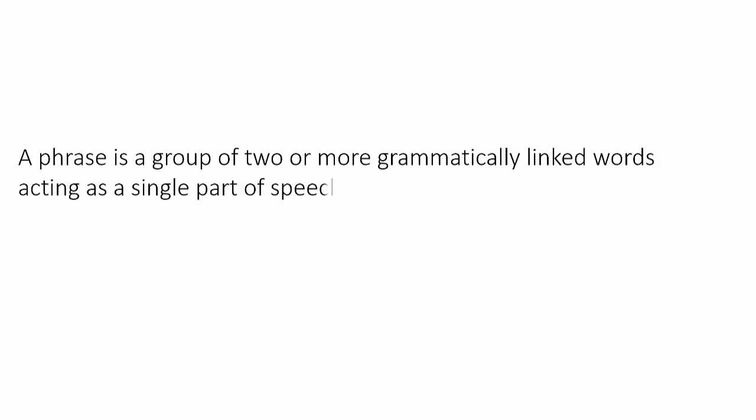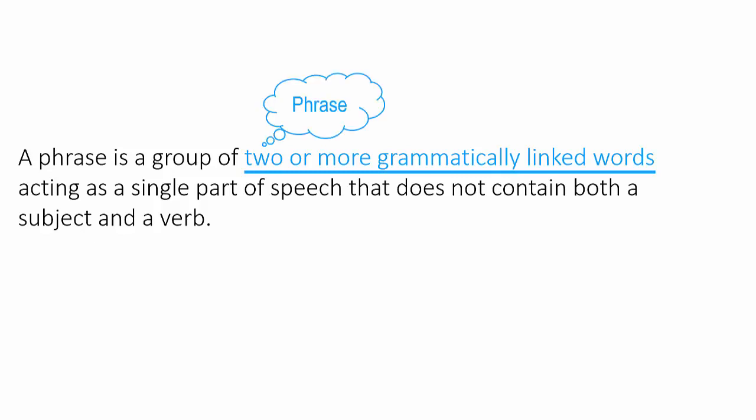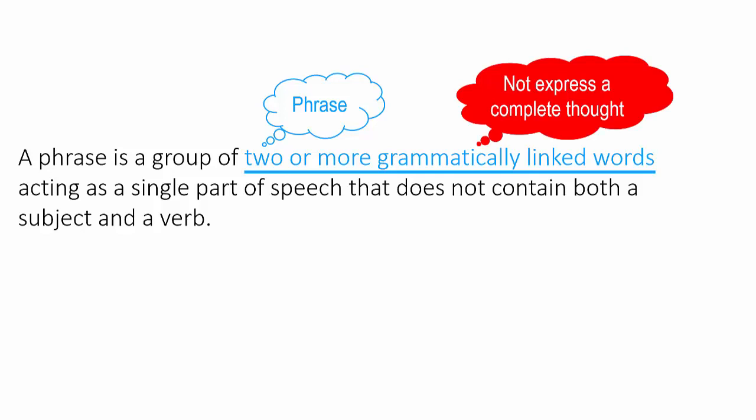A phrase is a group of two or more grammatically linked words acting as a single part of speech that does not contain both a subject and a verb. In this explanatory sentence, "two or more grammatically linked words" is a phrase, or part of a sentence, and on its own doesn't express a complete thought. Phrases are used to add information to a sentence and are not full sentences on their own.